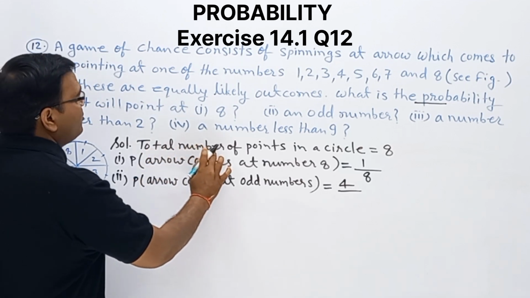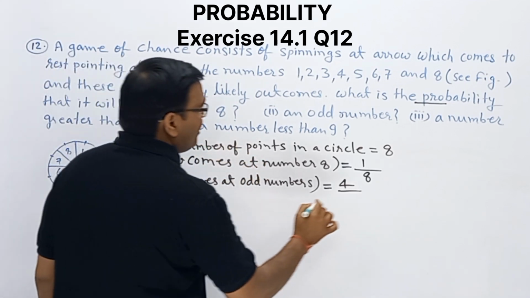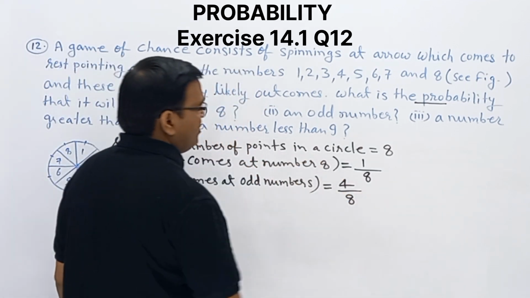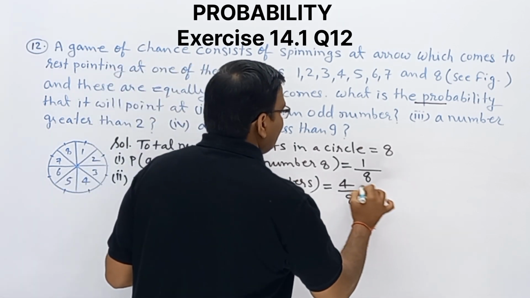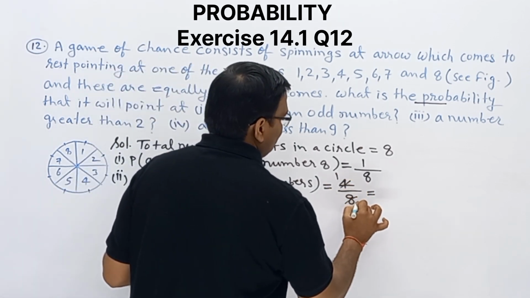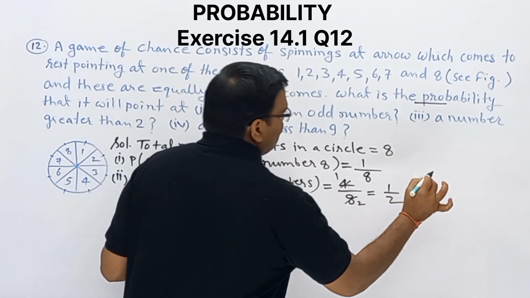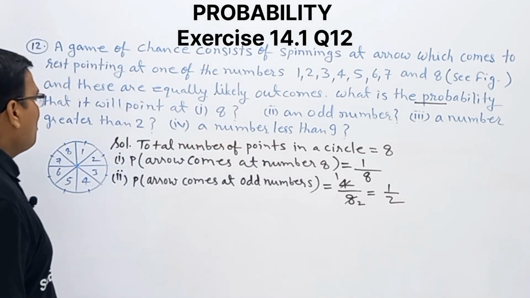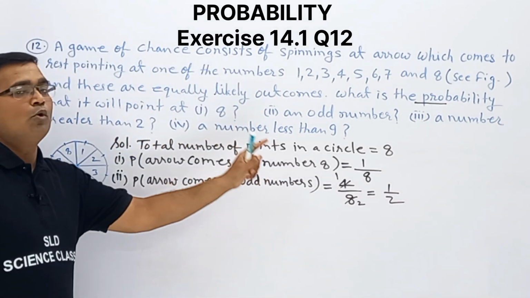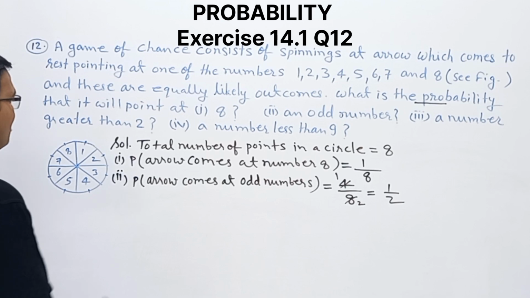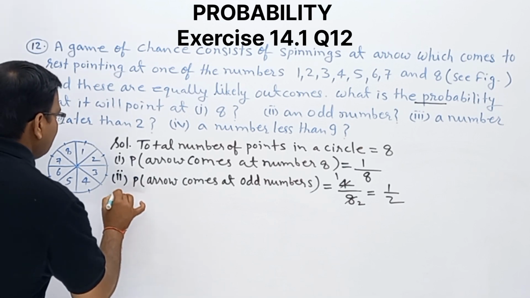Total possible outcomes is the total number of points, which is 8. Solving this, 4 ones are 4, 4 twos are 8, so we get 1 by 2. 1 by 2 is the probability of the arrow coming at odd numbers. Clear? Now the next one, the third question.